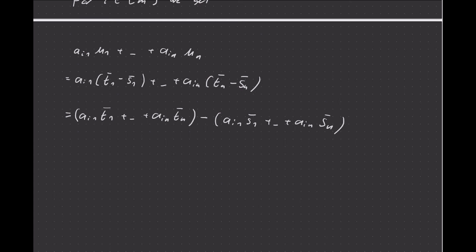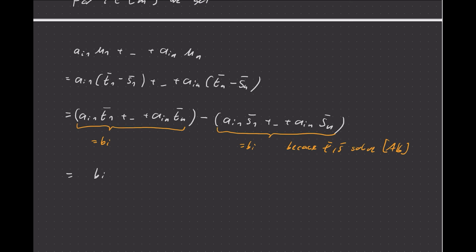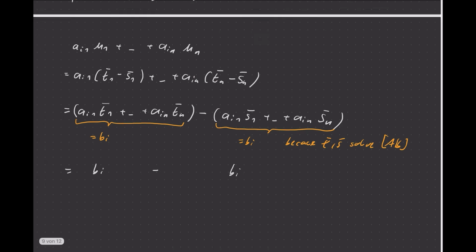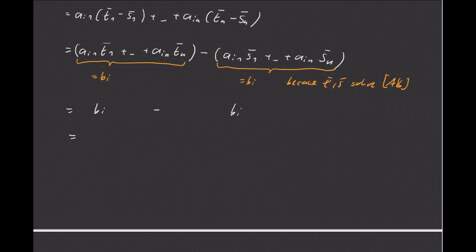And now remember, both S bar and T bar are solutions to the inhomogeneous system of linear equations. And what that means is this evaluates to BI, and this here also evaluates to BI, because both T bar and S bar solve the system AB. So what we get is BI minus BI. Well, of course, what is that? BI minus BI, well, that's 0.